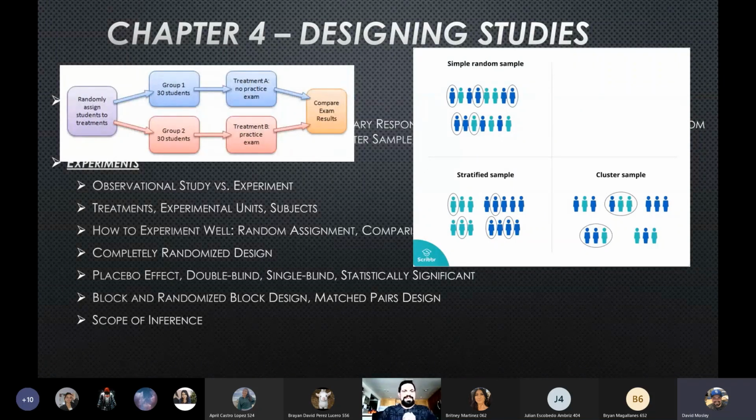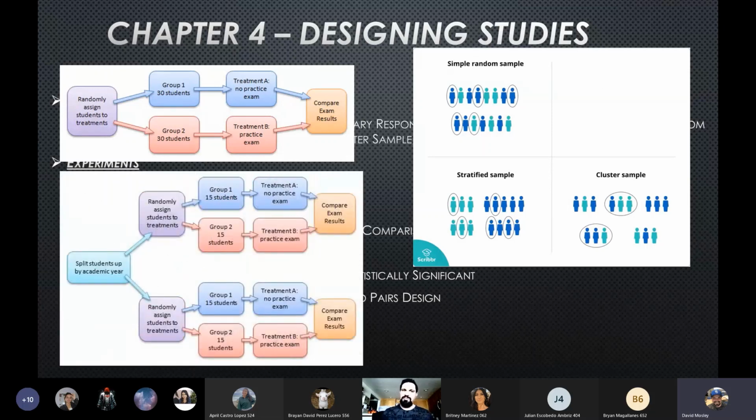Our completely randomized design can be shown in a kind of arrow diagram here. We can start by randomly assigning students to a treatment. We have 2 groups, right? So we randomly assign students to group 1 and group 2. We can do that by rolling a dice or just randomly numbering them off 1, 2, 1, 2, 1, 2, 1, 2, whatever, right? And then flip a coin to decide who gets treatment A, who gets treatment B, and then compare the results. That is a completely randomized design.